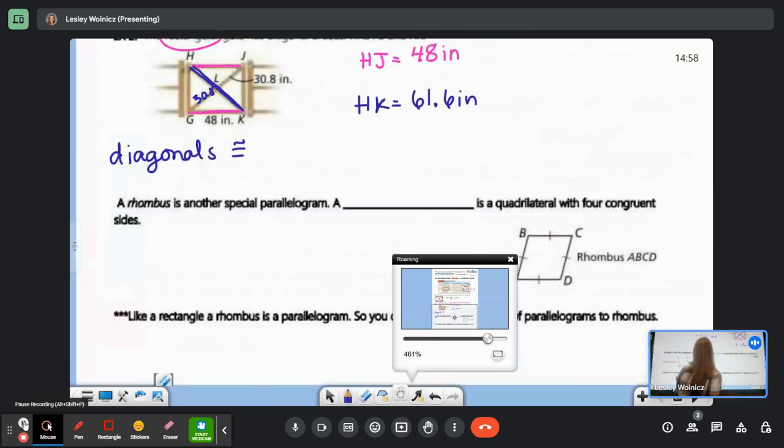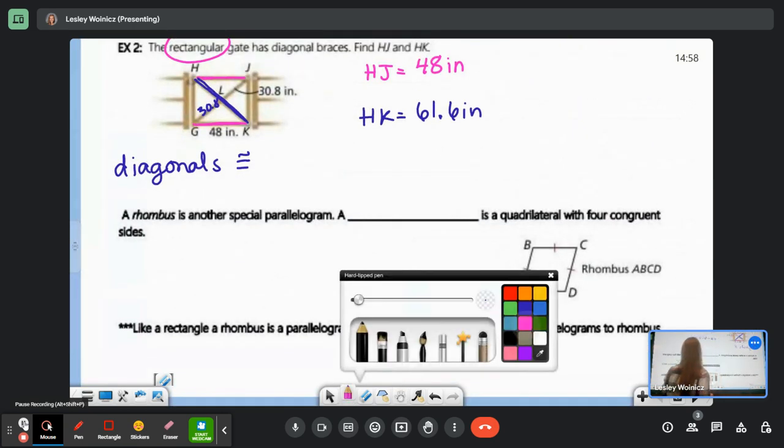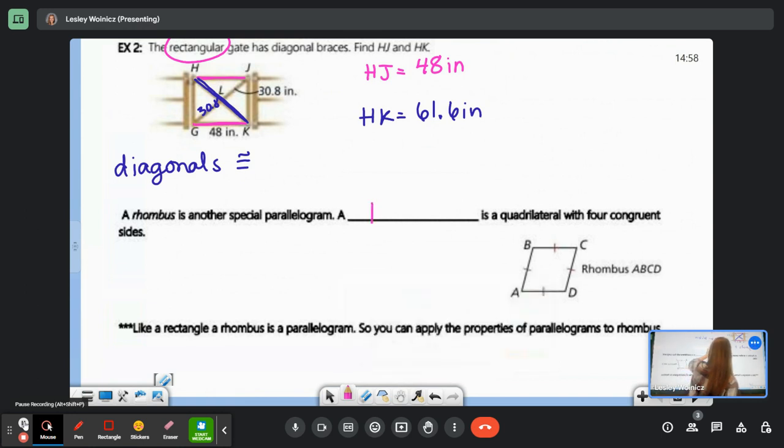So now we're going to talk about rhombi. A rhombus is another special parallelogram. A rhombus is a quadrilateral with 4 congruent sides. So, like a rectangle, a rhombus is a parallelogram. So you can apply all the properties of parallelograms to a rhombus. So everything we did yesterday applies to today. I mean Friday.